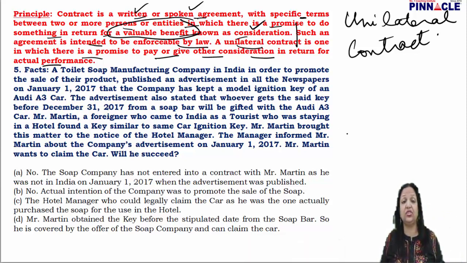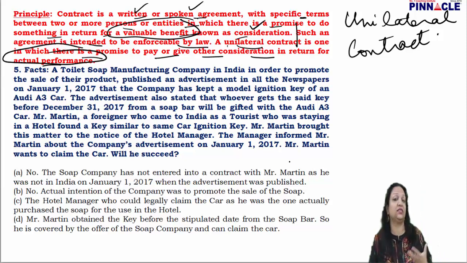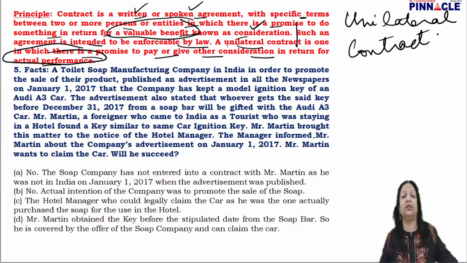Then in such a situation, anybody who finds my nephew, is he actually performing? Yes, he is looking for that person, finding him and bringing him back to me. That is a unilateral contract. That was an example. So a unilateral contract is one in which there is a promise to pay or give consideration in return for actual performance. All these contests, rewards, etc., where rewards are given, are examples of unilateral contracts. Now let's do it.